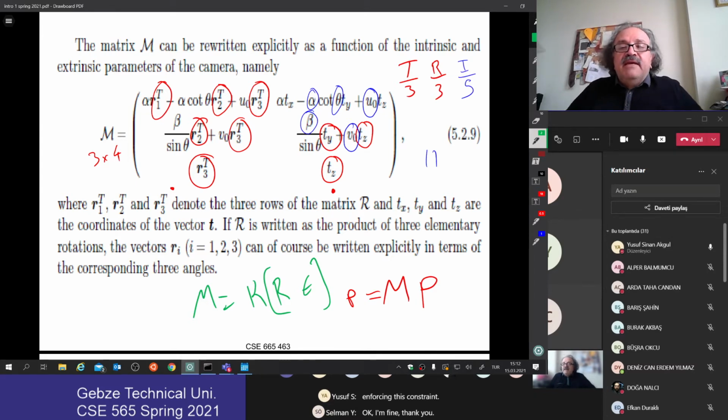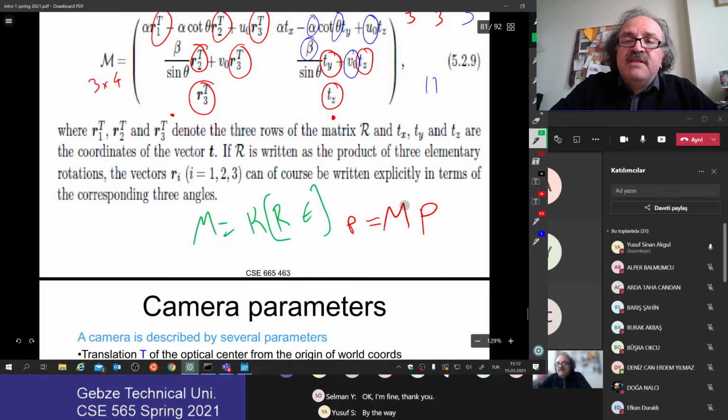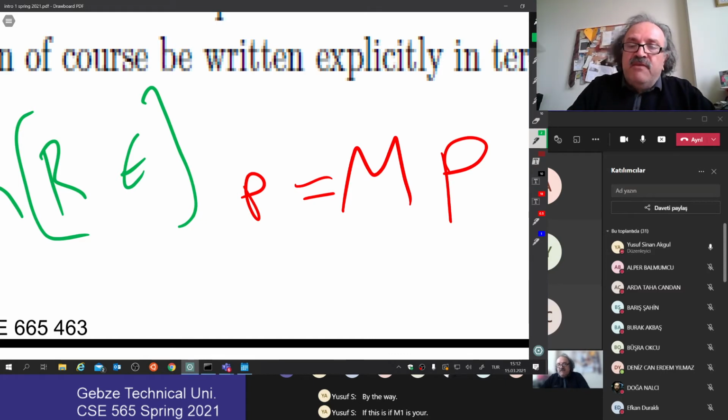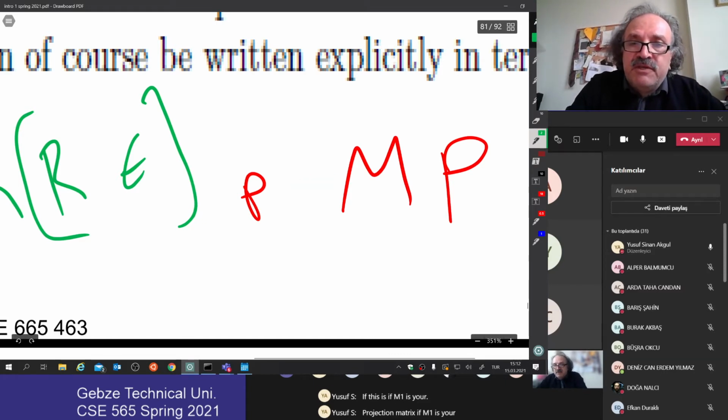By the way, if M1 is your projection matrix, then let's say K is a scalar number.